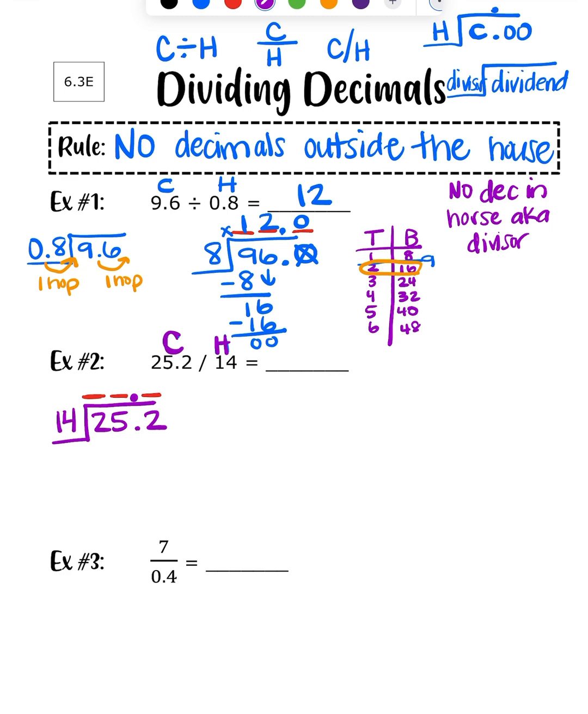So I'm going to go ahead and create a top-bottom chart again for this problem. So I have my top and my bottom. On the top side, we're going to count by ones: 1, 2, 3, 4, 5, 6, 7, 8. And on the other side, I'm going to count by the divisor or outside number. So in this case, I'm going to count by 14s.